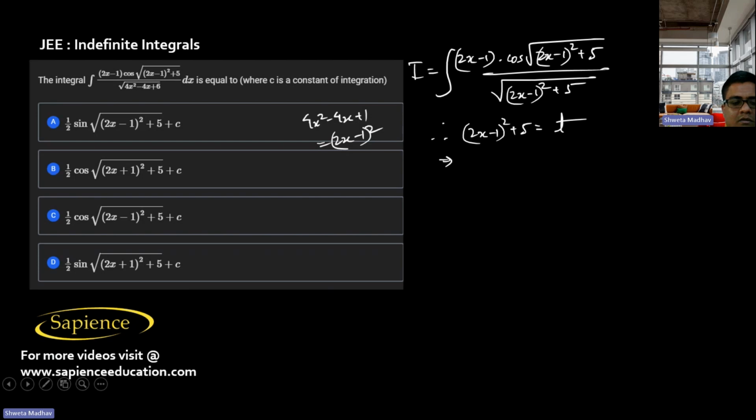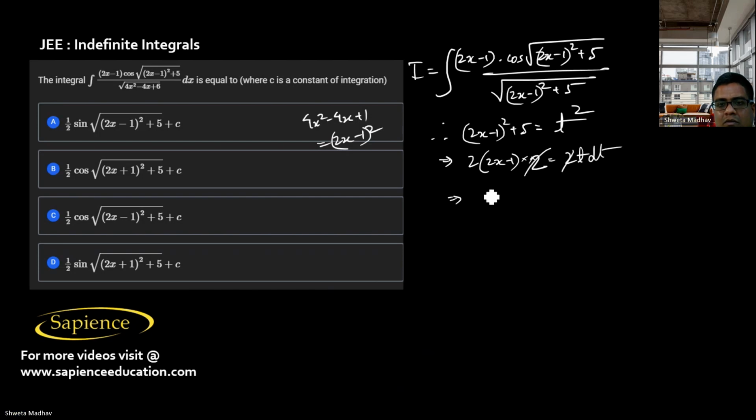Then we can take it as t square, since root is there. So I can say 2 into (2x minus 1) into 2 is equal to 2t dt. So 2 will cancel. Then therefore (2x minus 1) into dx will be equal to t by 2 dt.